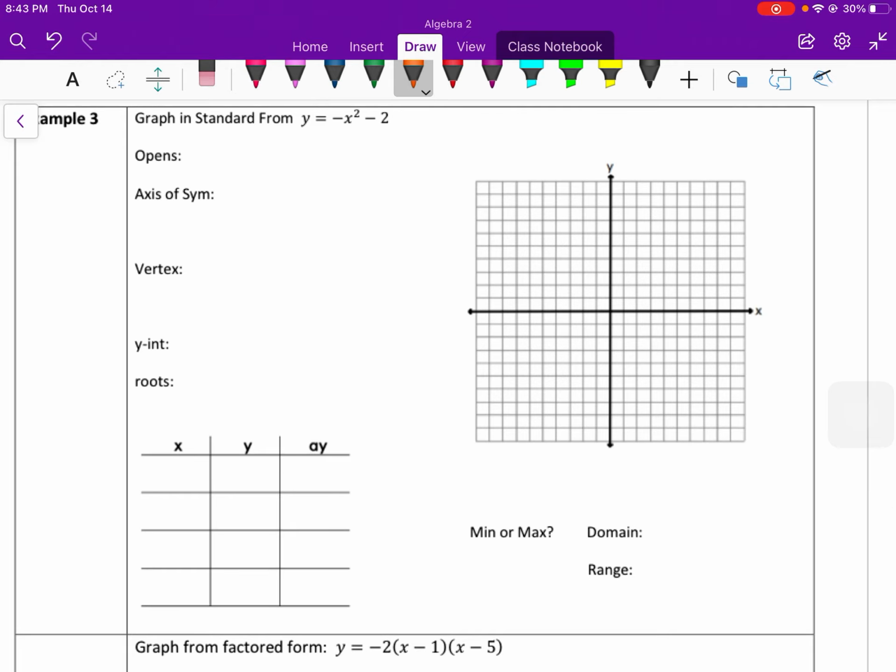Do one more in standard form. Okay, this one opens down again. A is equal to -1. I don't know why all my examples open down, I guess.